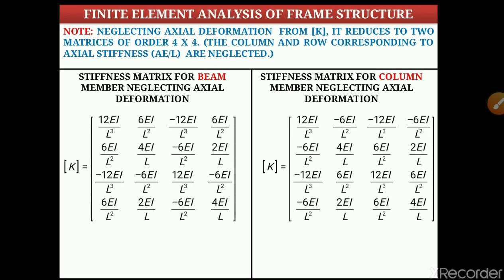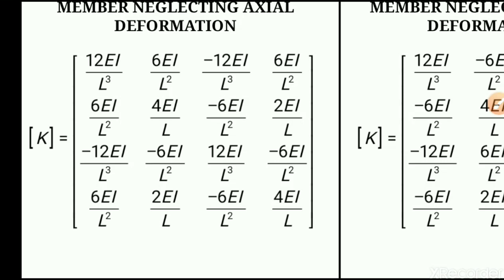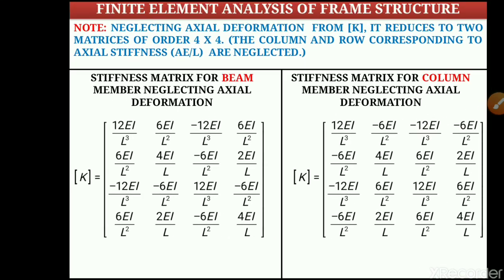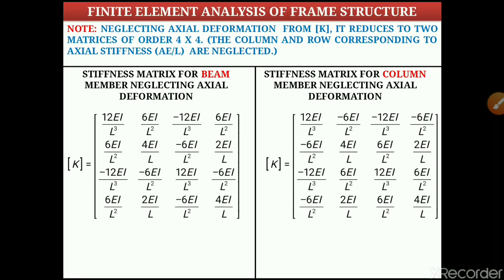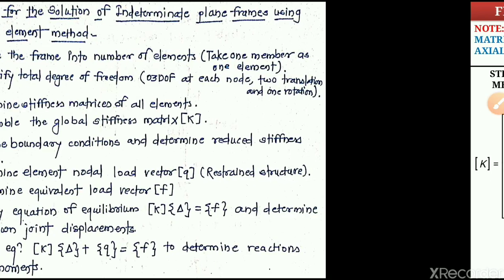And for beam, we have our previous stiffness matrix K equal to the same elements, only the minus sign changes, that is given here in third row, third column, except this 3 element. So these two stiffness matrices we have to use in our problem. So let us see the problem.